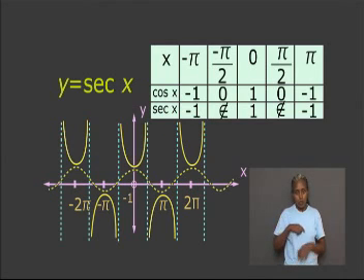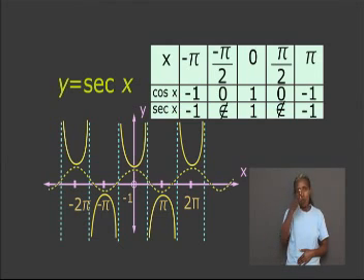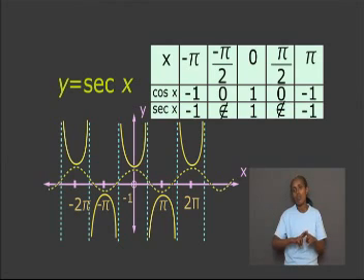We can use the same techniques to draw the graph of the secant and cotangent functions. To draw the graph of y equals secant x, we use the reciprocals of the non-zero ordinates of the cosine function. Notice that the graph of y equals secant x has vertical asymptotes at the points where the graph of the cosine function crosses the x-axis.